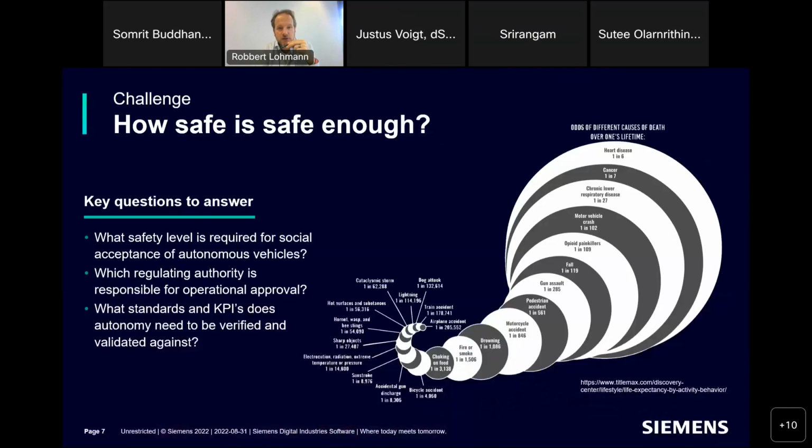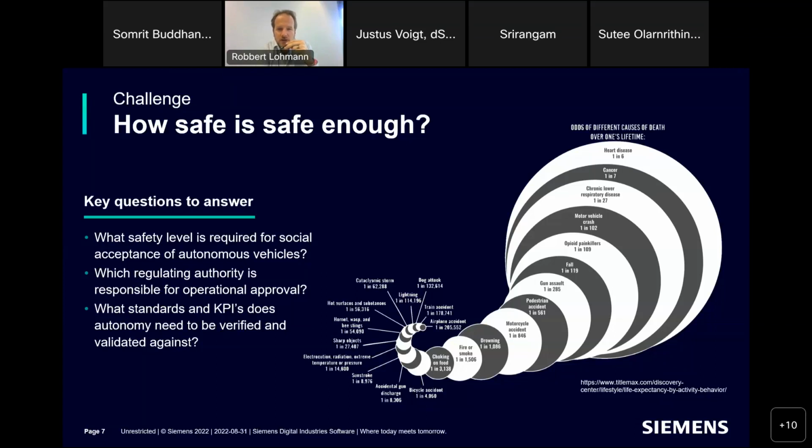And I think that's greatly illustrated by this graph. I'm not sure if you have the same morbid fascination as I have, but this is about micromorts, and that means the chance that you actually add to your own demise ultimately by doing certain activities. So you see that getting a heart disease is 1 in 6, but if you gradually go down, you see that motor vehicle crash is actually already a chance of 1 in 102, which means it's a very high chance that you are actually ultimately passing away from a motor vehicle crash.